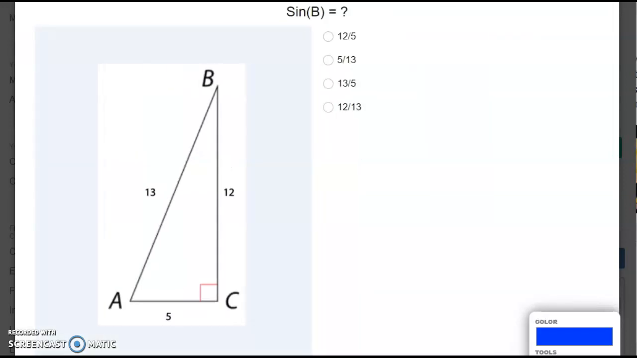Okay, so what about sine of B? Again, sine of B is opposite over hypotenuse. Opposite is 5. Hypotenuse is 13, so it's 5 over 13.